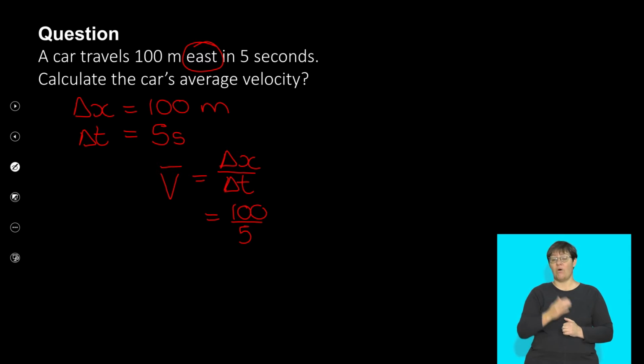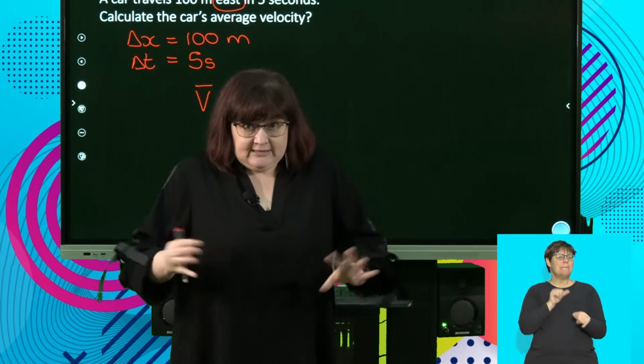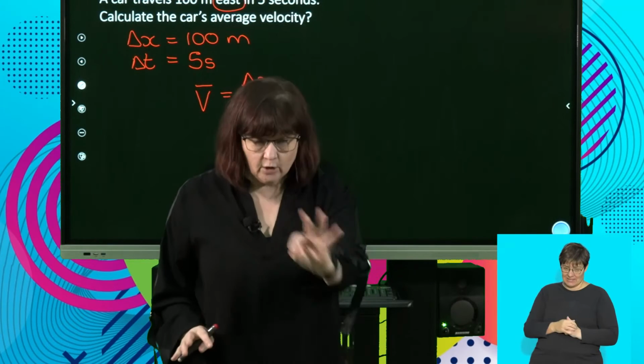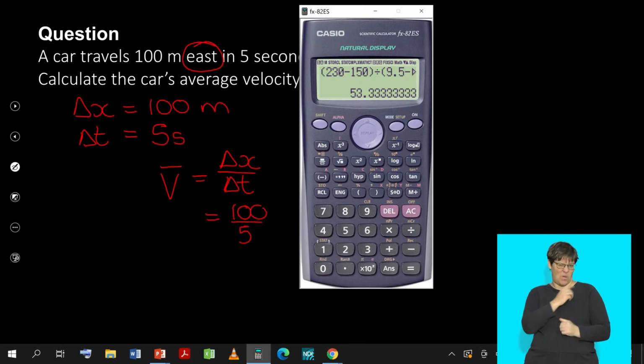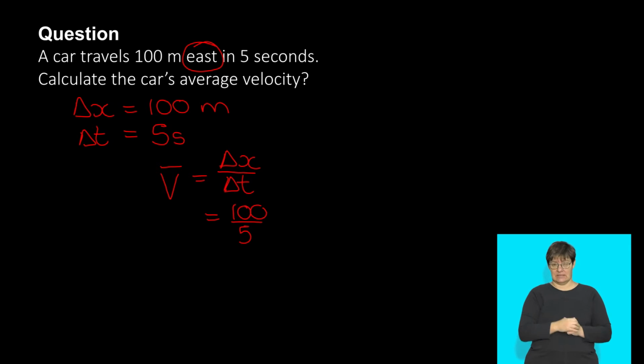And I know some of you can do this in your head, and that's wonderful, but in exam times, in tests, sometimes we get a little nervous and we panic a little bit, so we're going to use our calculators, okay? That's why we have them. So, 100 divided by 5, and we get 20.